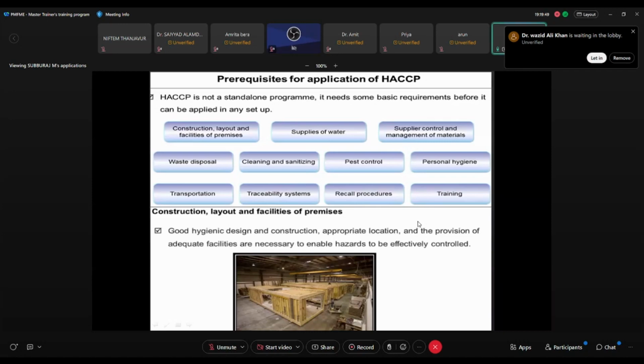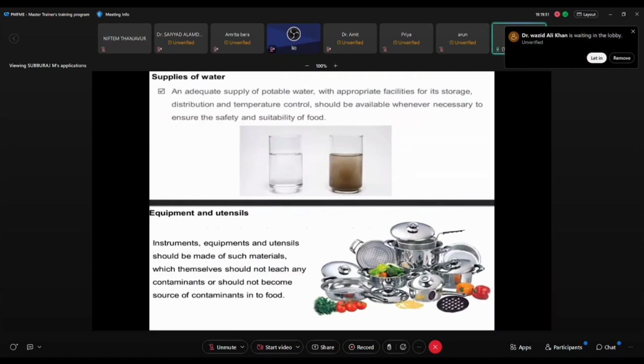It should be as per Schedule 4. If you read that in FSSAI licensing and registration, it very clearly tells you. Supply of water is another important matter. The water should be very clear and perfect. It should be free from any chemical contamination and heavy metals. It should be free from bacteria, viruses and parasites, and it should be radiologically acceptable water.